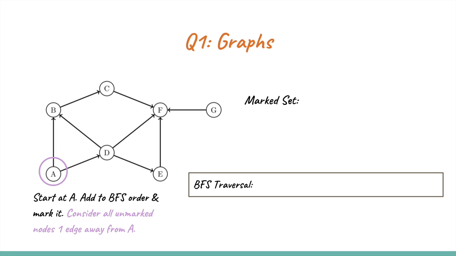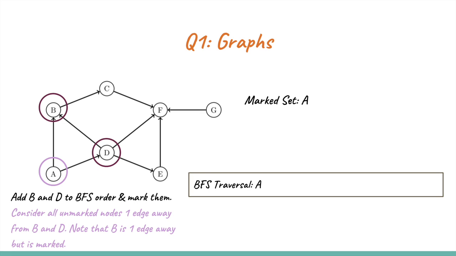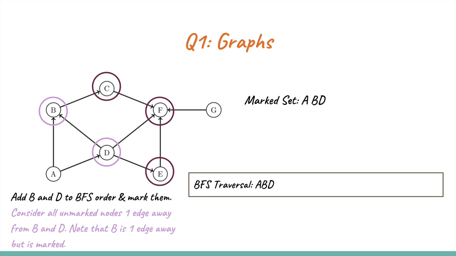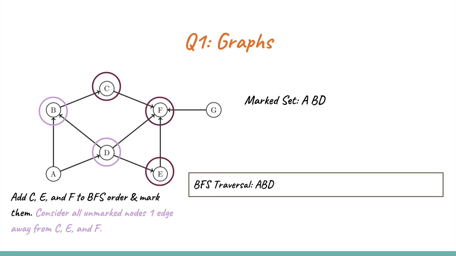Next, we want to take a look at the BFS traversal, also known as level order. We once again start at vertex A, add it to our traversal, as well as the marked set. Next, we add B and D to BFS and mark them. Then we consider all vertices that are connected, which includes C, F, and E. And next we add C, E, and F to BFS and mark them.